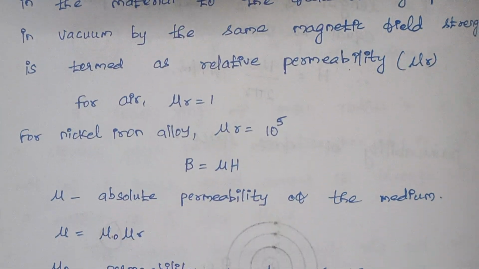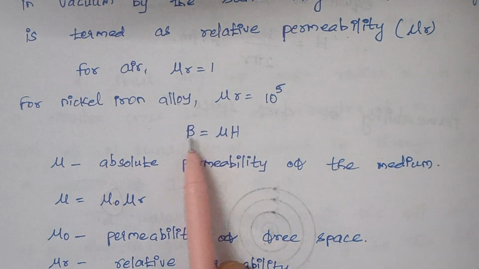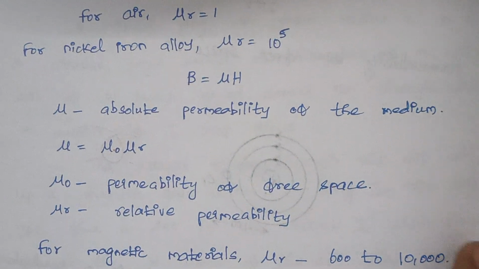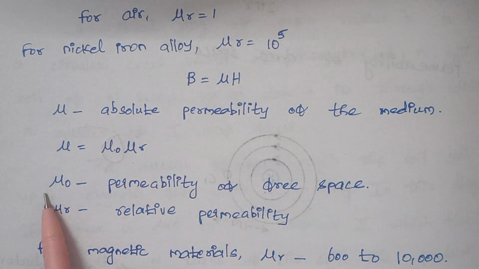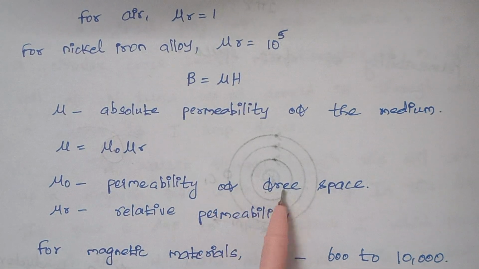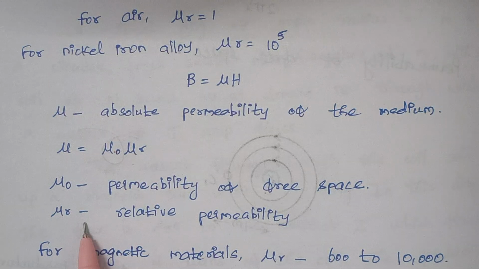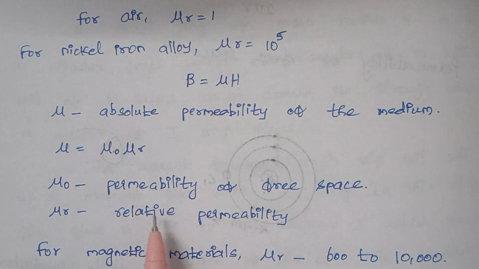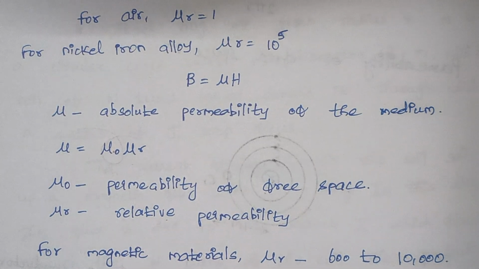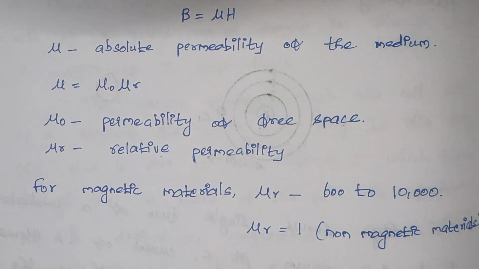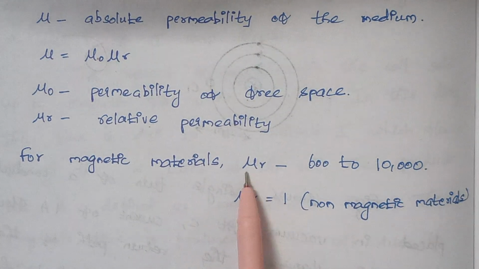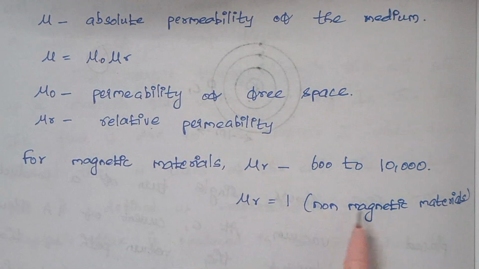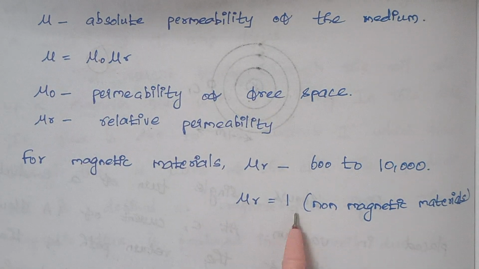So, when we apply the formula, B is equal to mu into H. What is mu? Mu is the product of mu naught and mu r. Mu naught is the permeability of free space and mu r is the relative permeability. We just discussed what the permeability of free space and relative permeability are. For magnetic materials, the relative permeability values vary in the range of 600 to 10,000, whereas in a non-magnetic material, the value of mu r is taken as 1, the minimum value.